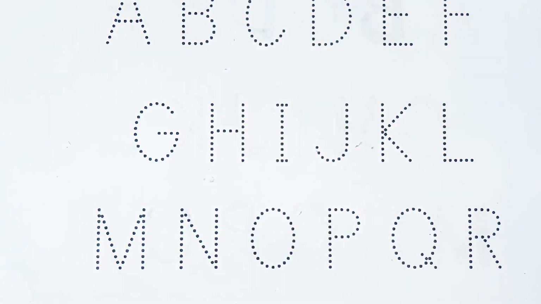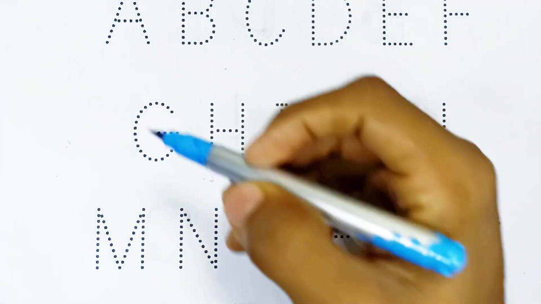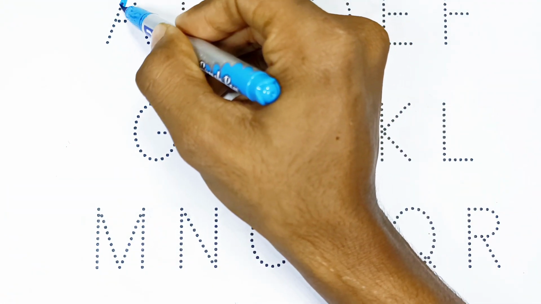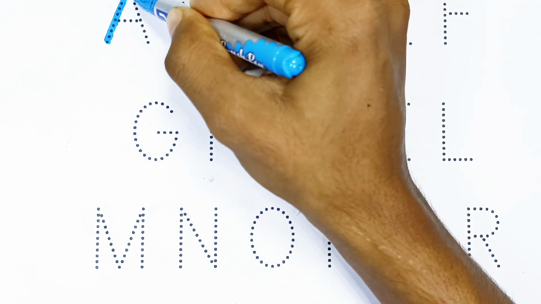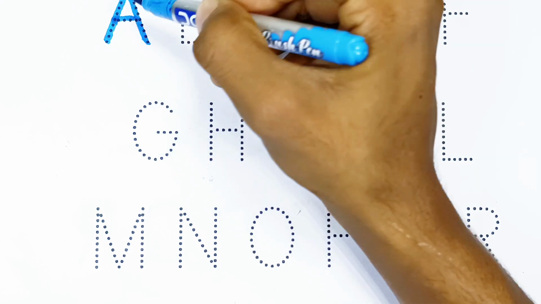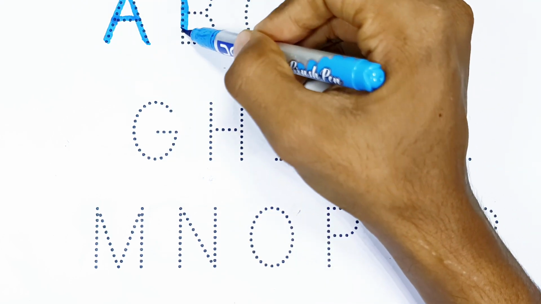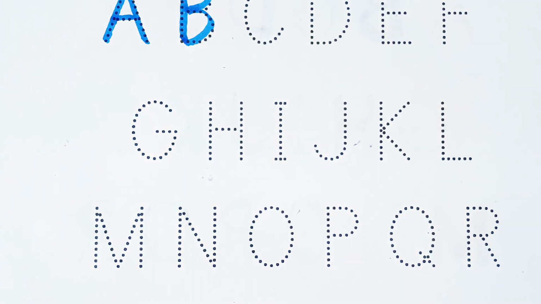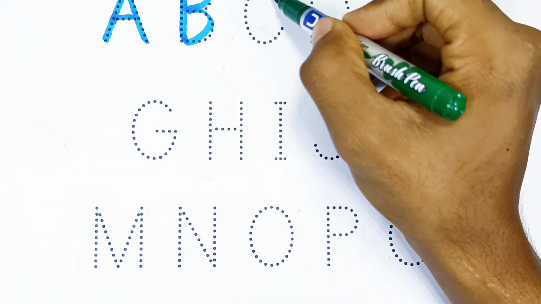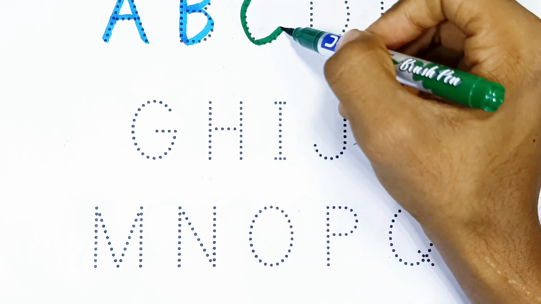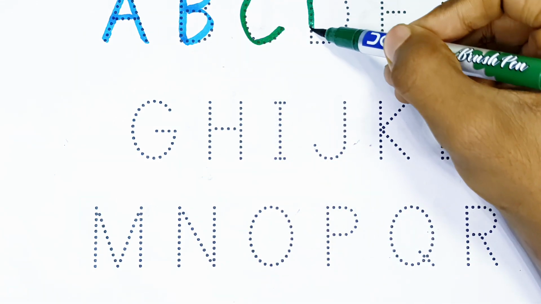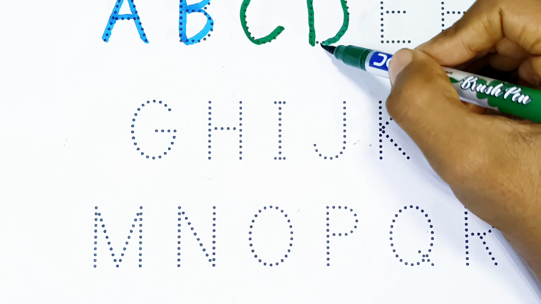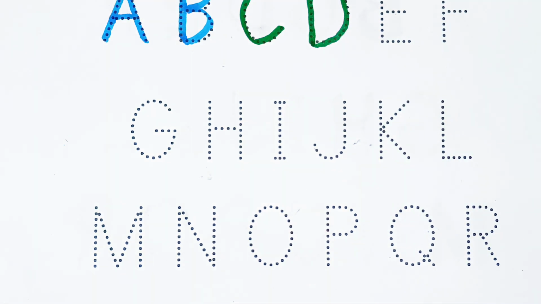So kids, now you draw A. A for apple. B for ball. Kids, now you draw C. C for cat. D for dog. Kids, now you draw E.